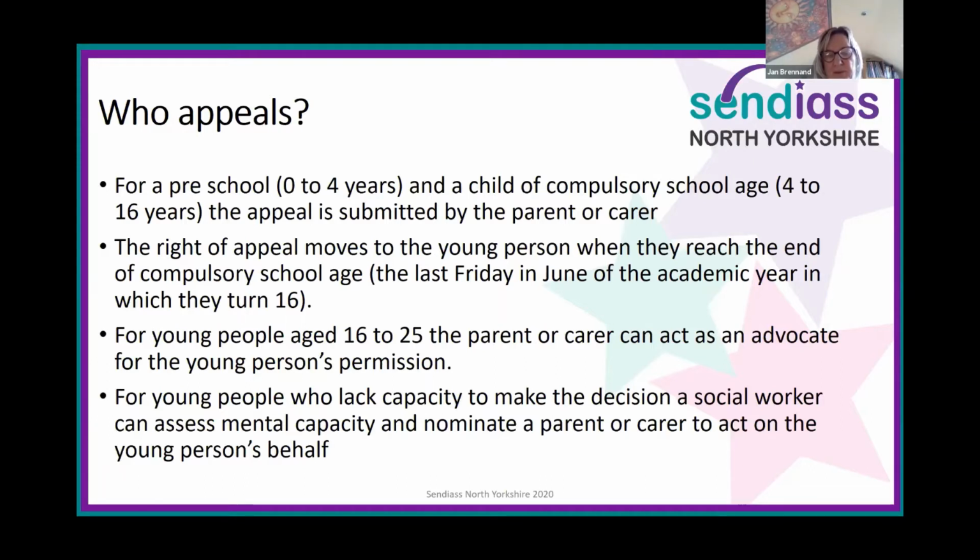So for young people aged 16 to 25, the parent or carer can act as advocate, but with the young person's permission. And if that young person lacks capacity to make a decision and a social worker has assessed that through the Mental Capacity Act, then a parent or carer can be nominated to act on that young person's behalf.